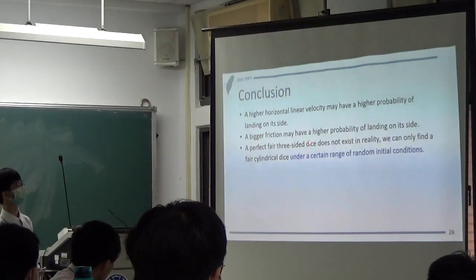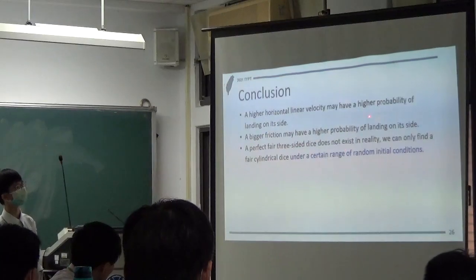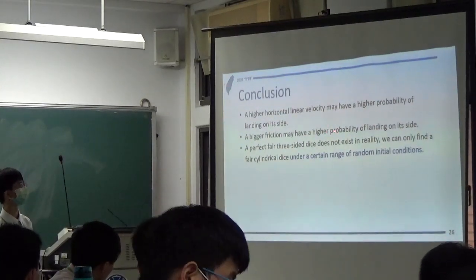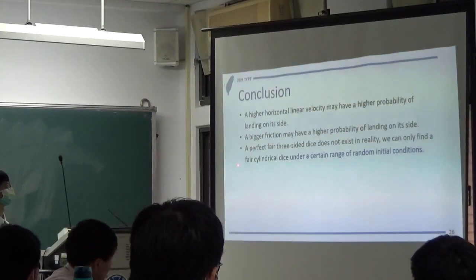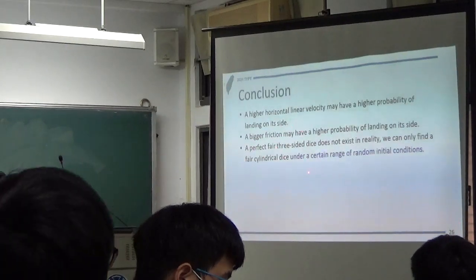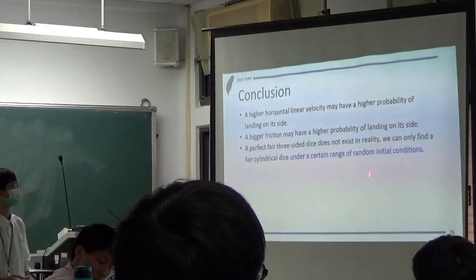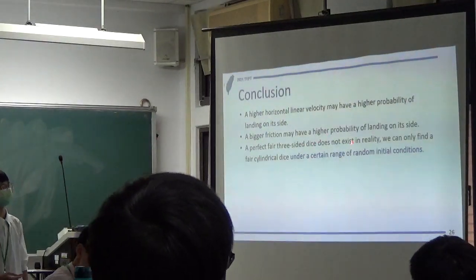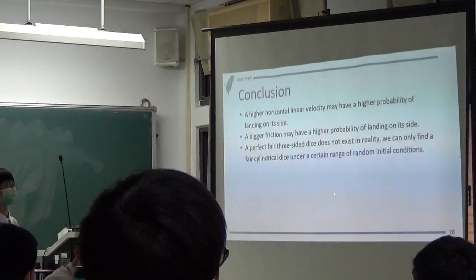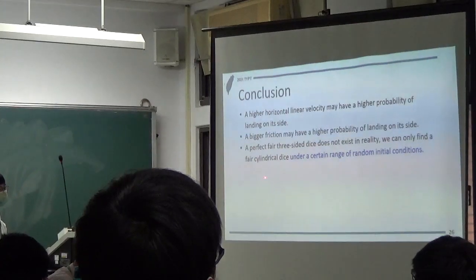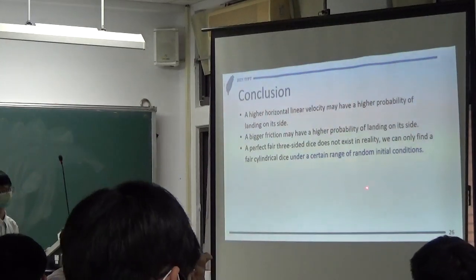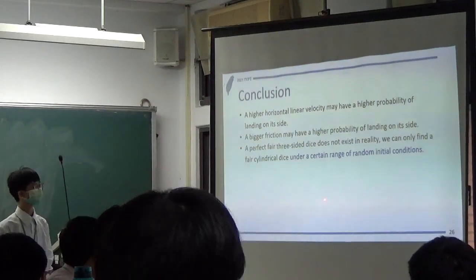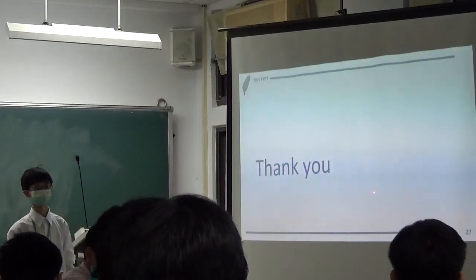A higher horizontal linear velocity may have a higher possibility of landing on its side, and bigger friction may have a higher possibility of landing on its side. A perfect dice does not exist in reality, but we can only find a fair cylindrical dice under a certain range of random initial conditions. Okay, thank you.